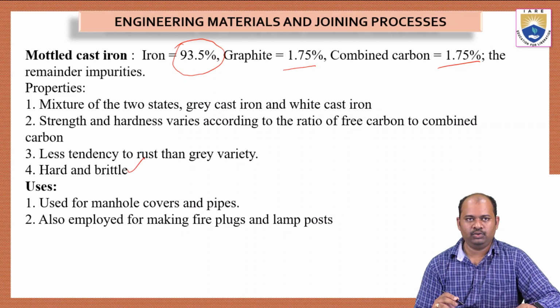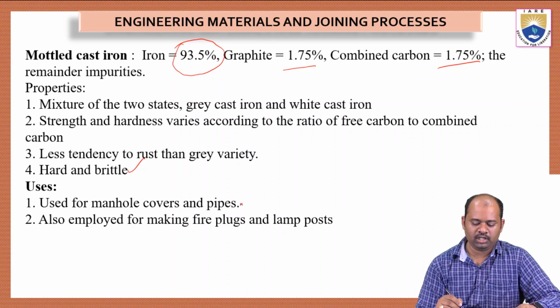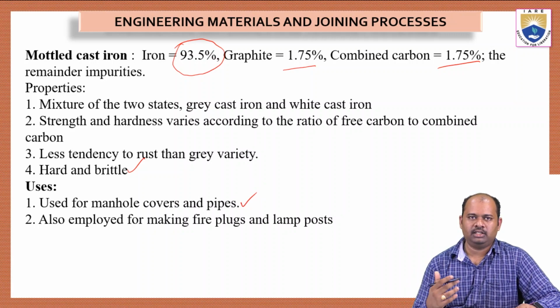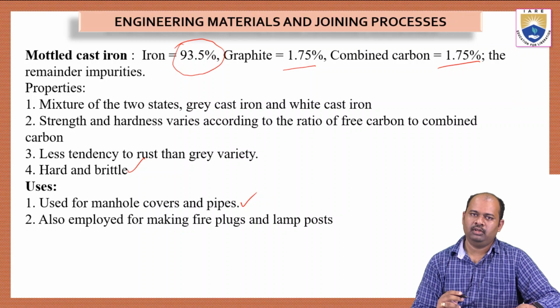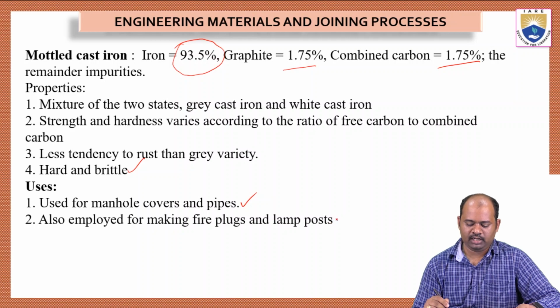So let us see some of the uses of mottled cast iron. It is used for manhole covers and pipes. Manhole covers are still made of cast iron, but iron pipes are no longer in use, because plastic PVC pipes came into the picture after the invention of plastic. And the second application is that they are employed for making fire plugs and lamp posts.